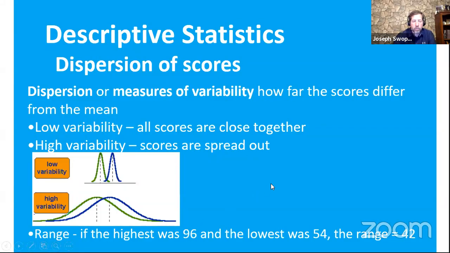The range, this is a vocabulary word that you might need to know. If the highest value was 96 and the lowest was 54, that means the range is 42. You just subtract the lowest from the highest. That's going to give us our dispersion, how spread out they are. Okay.